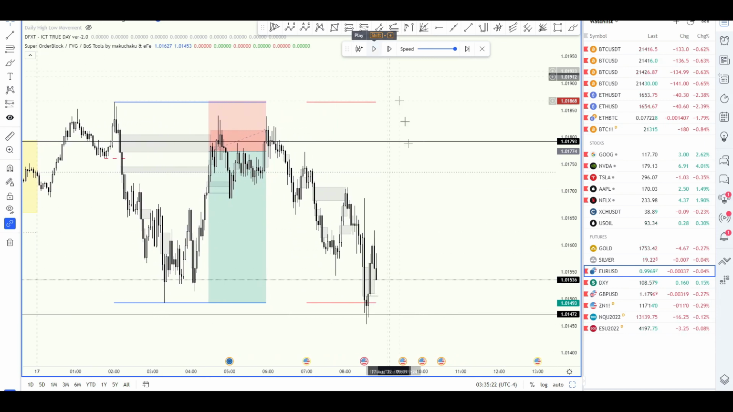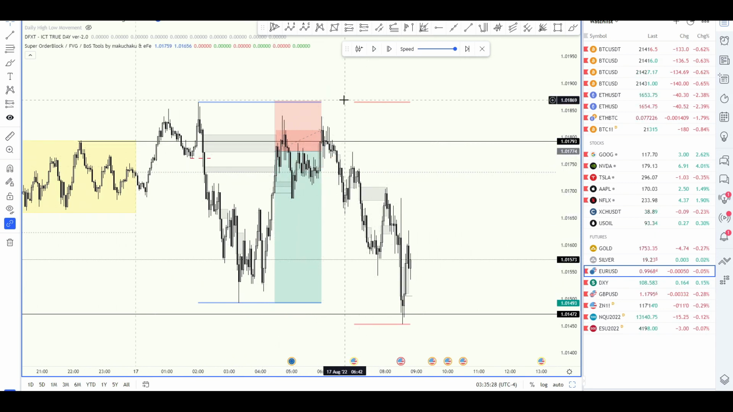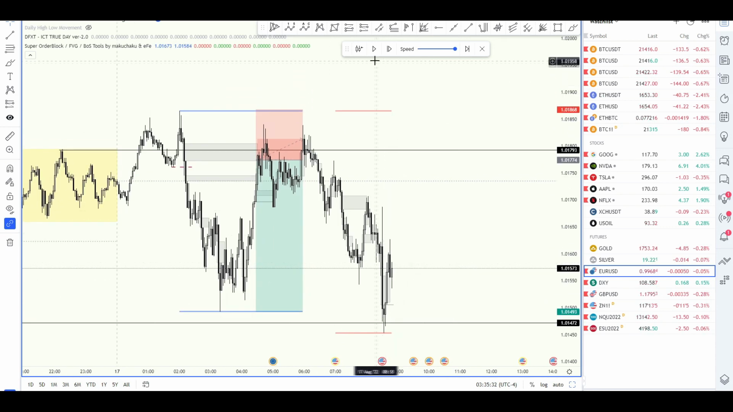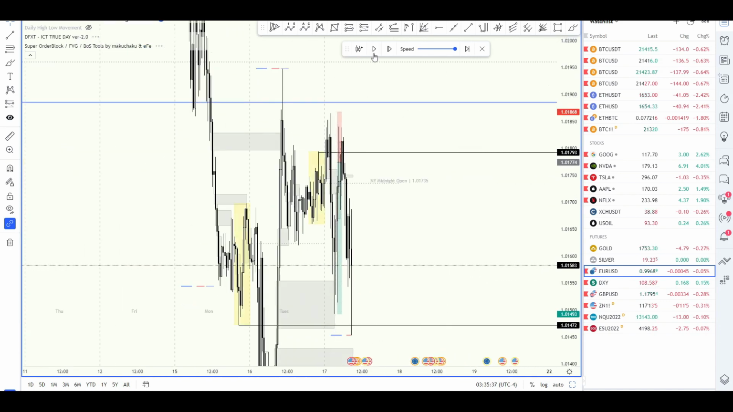So that is a winning trade. So as you can see, the entry was given. We haven't been stopped out and the TP was ahead. So that is a winning trade. Let's go to the another day.